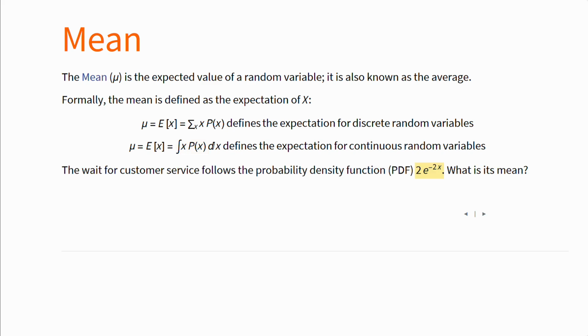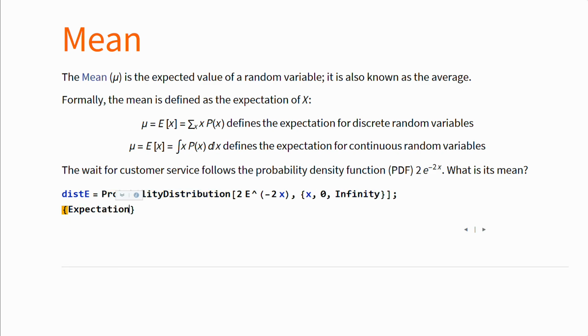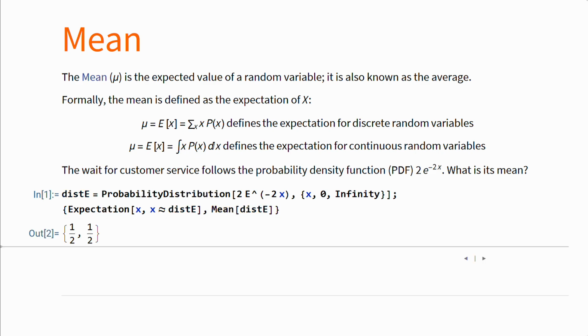For example, the wait time for customer service follows a PDF 2e^(-2x). We can just build the distribution for it. The Wolfram Language has both the Mean and Expectation functions, so we can use Expectation and Mean to get the mean of the distribution.